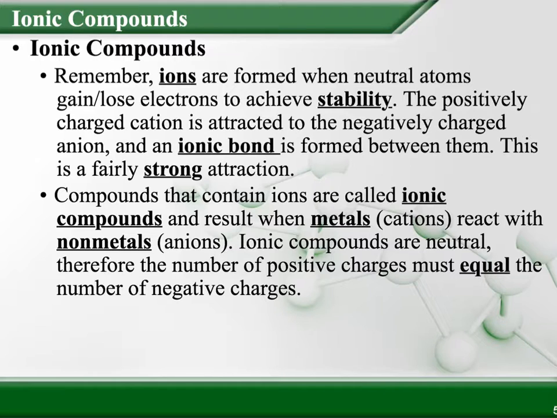Compounds that contain ions are called ionic compounds, and these result when metals react with nonmetals. Ionic compounds are neutral, and that means that the plus charges must equal or balance out the negative charges.